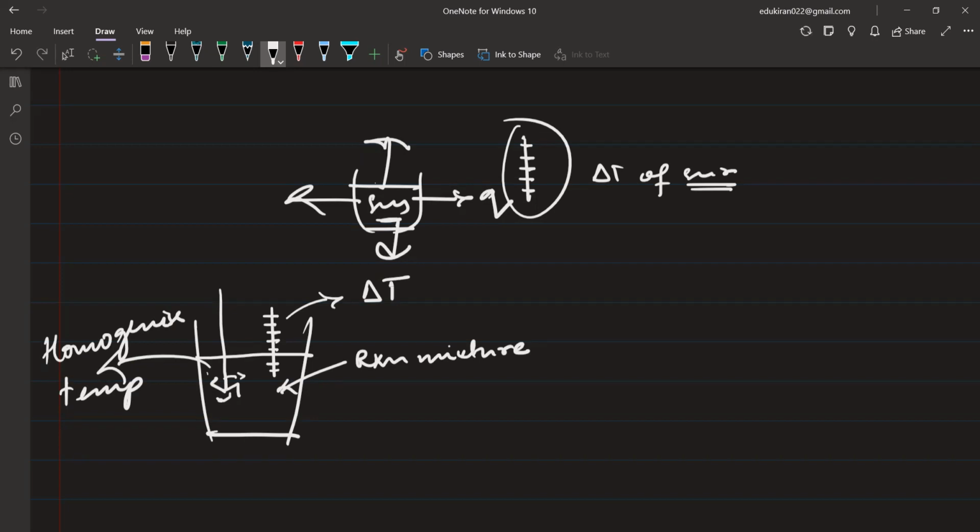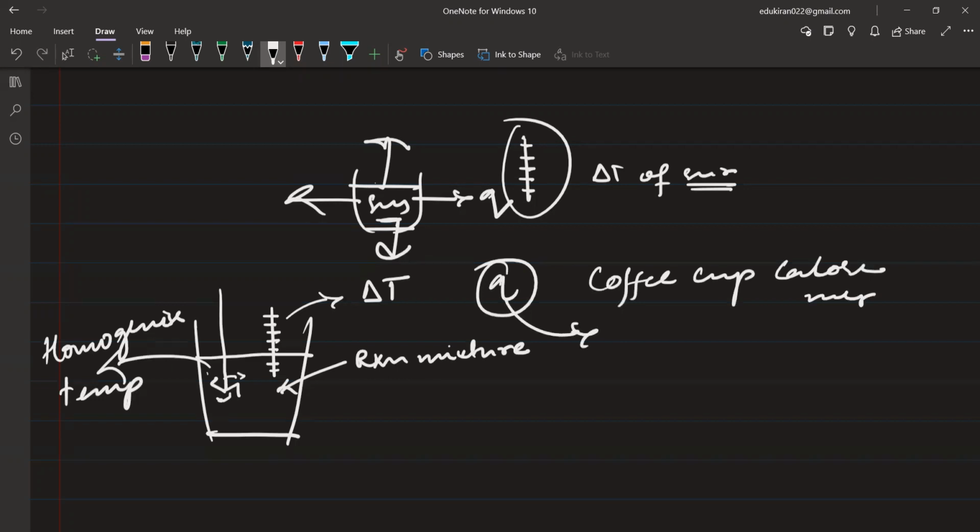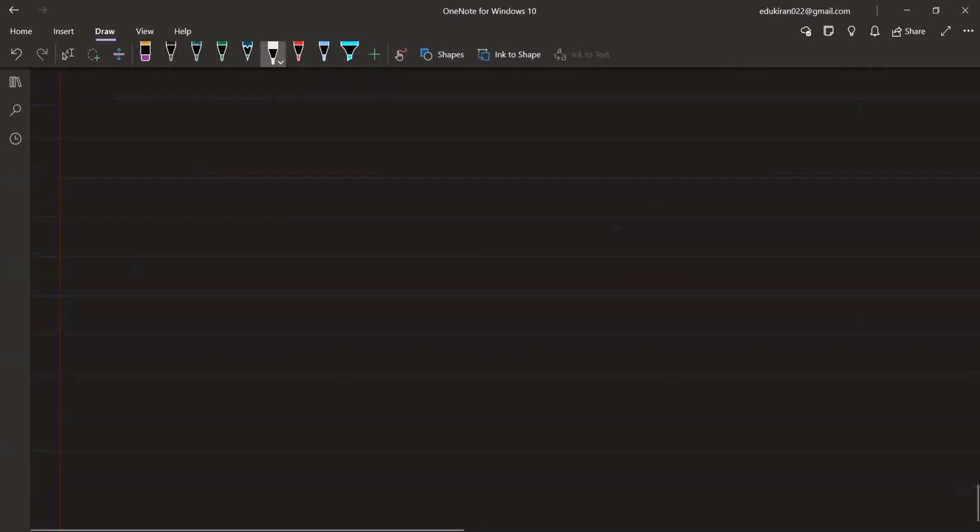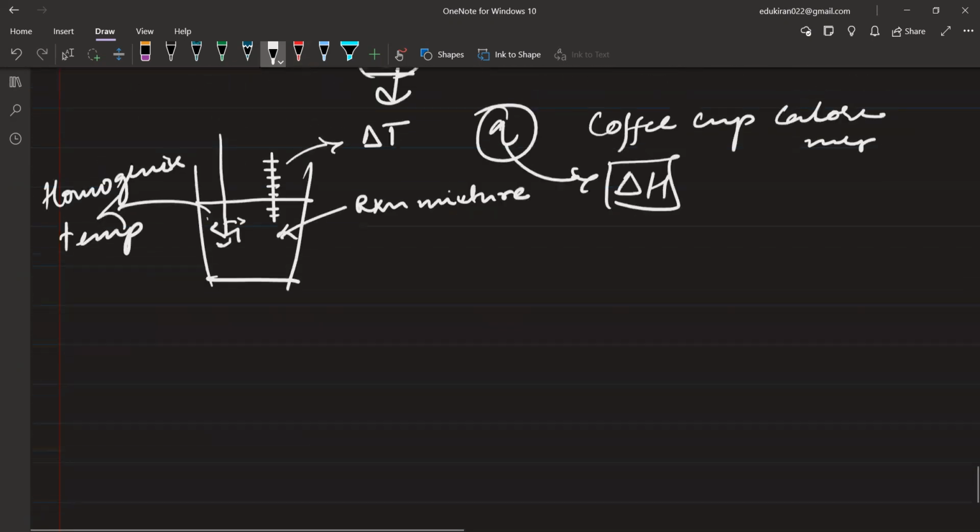Now this type of system, which is used to measure the heat exchange, is known as a coffee cup calorimeter. And from the heat exchange, what do we finally calculate? Delta H. Okay, so please write next: measurement of delta H. All of you understood this? Yes or no? Tell me.